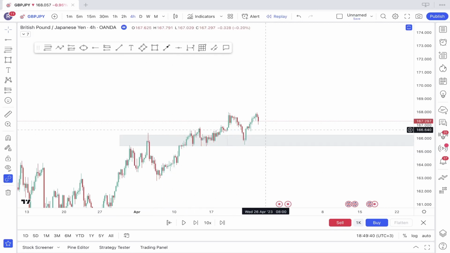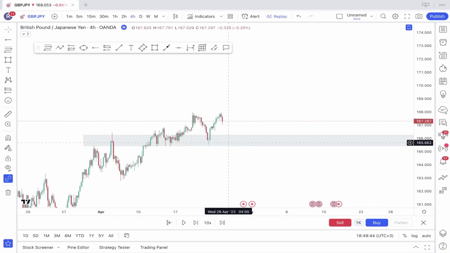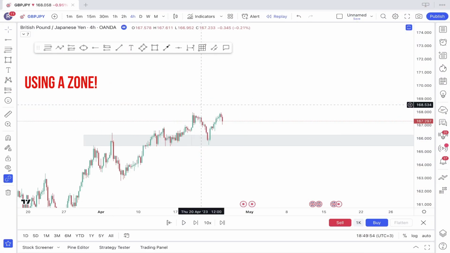This for me would be an added confluence. Okay, and because of all these touches, this would be a valid support level. And see how I'm drawing it. I'm not using a horizontal ray, I am using a zone. Okay, it is a lot better like this in my opinion. Now, of course, if you're profitable using support and resistance and you're using horizontal lines, you should skip this video. Okay, this video is not for you, but for the other people, make sure to stick till the end.